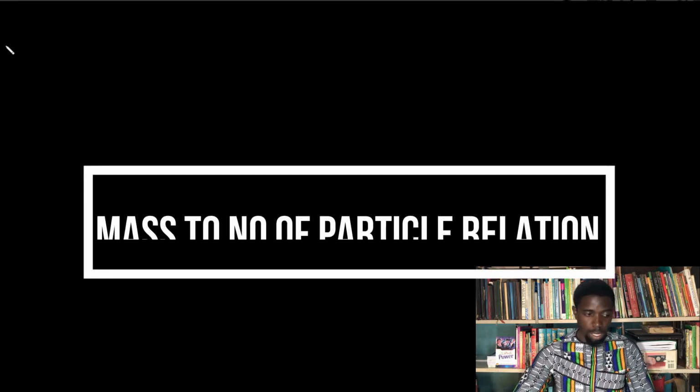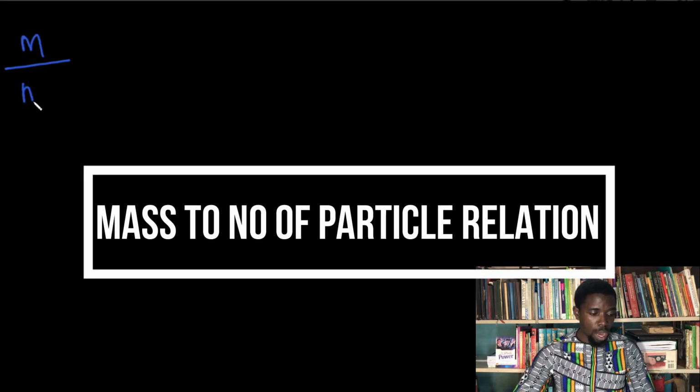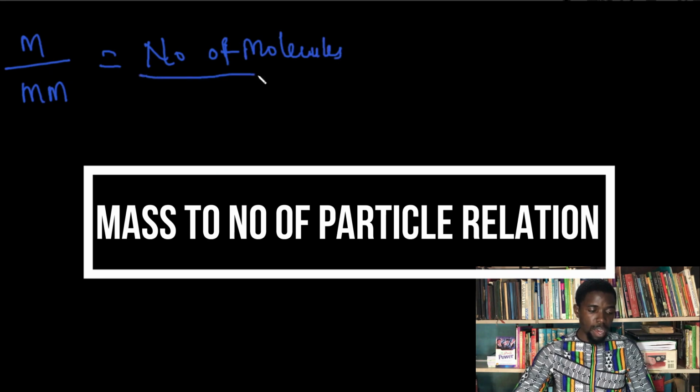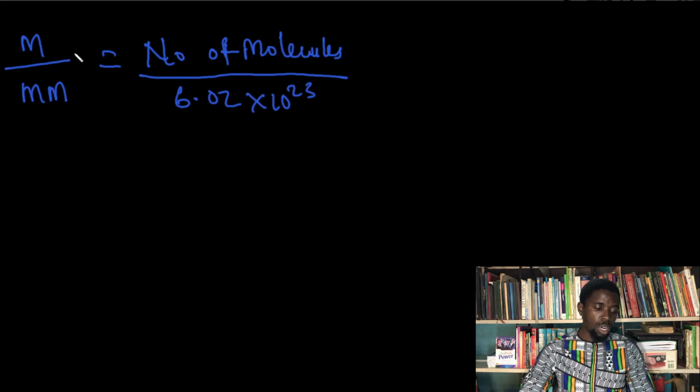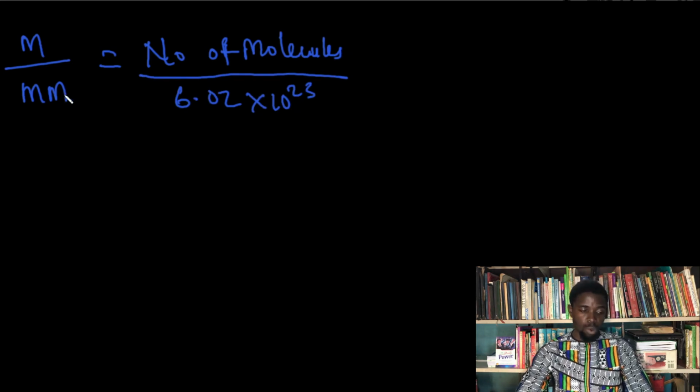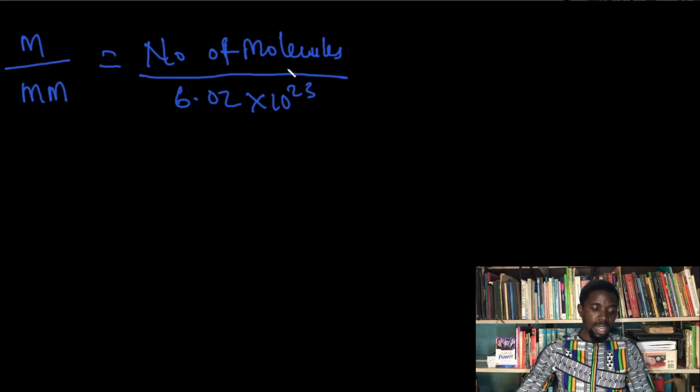The next relation we are going to be establishing is the relationship between mass and number of particles. That is going to be expressed as mass all over molar mass equals number of particles, in this case molecules, divided by 6.02 times 10 raised to the power 23. Mind you, m is mass, mm is molar mass. So with this said, let's actually solve a question to help you understand this.